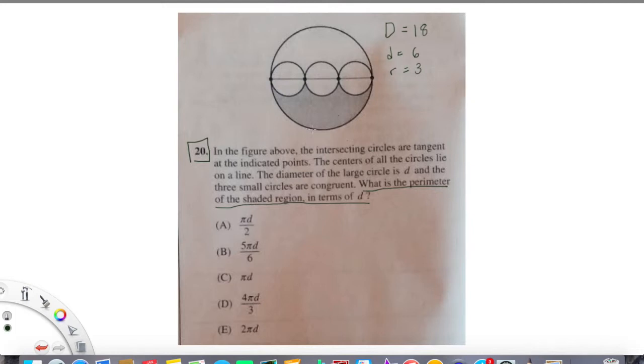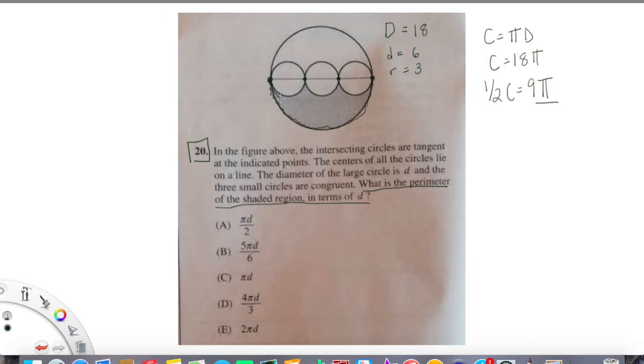So, okay, if we want to know the perimeter of this whole figure, well, we need to know half of the circumference of the large circle, which is circumference equals pi times the diameter, or pi times twice the radius. In this case, we have the diameter, so the circumference equals 18 pi. So half the circumference, which is what we need, will equal 9 pi. Okay, so we just figured out that this distance right here that I'm squiggling along through is equal to 9 pi.